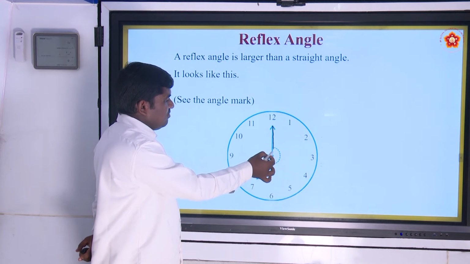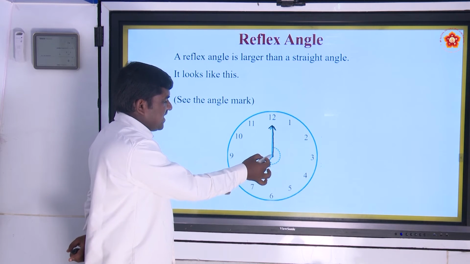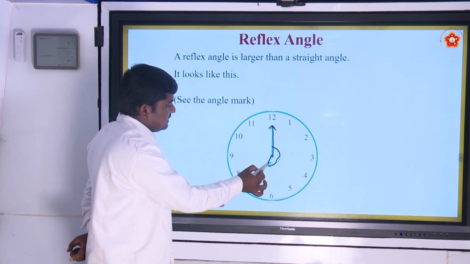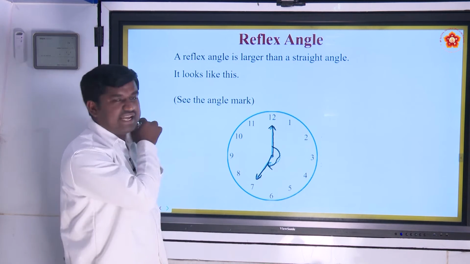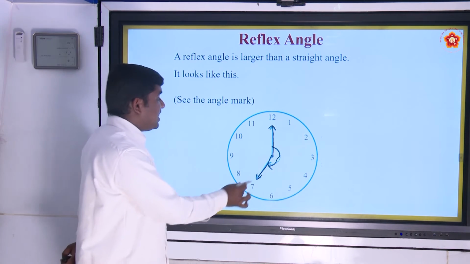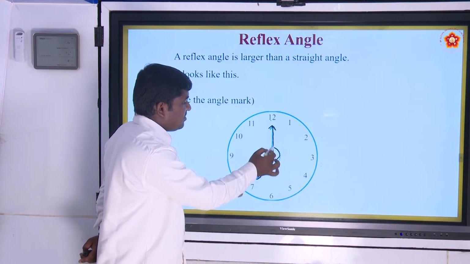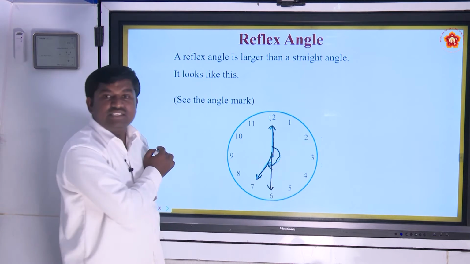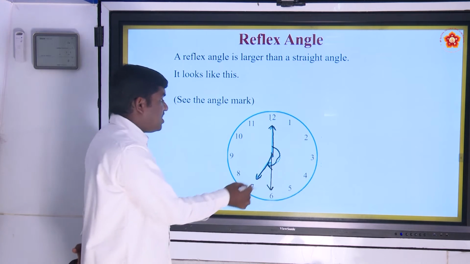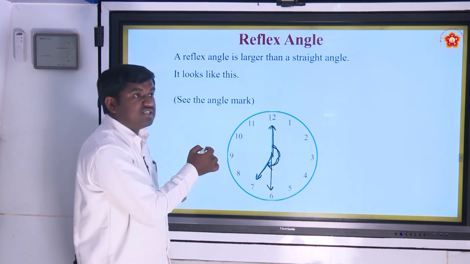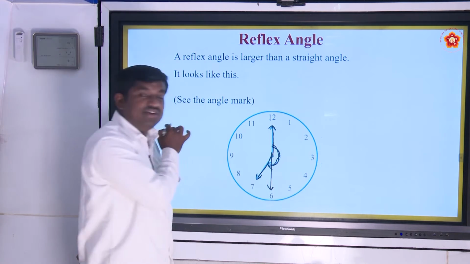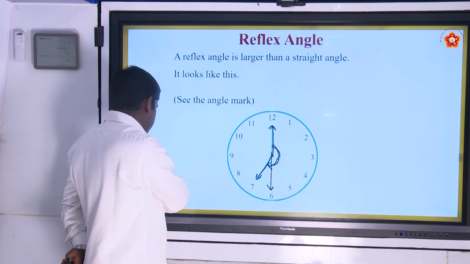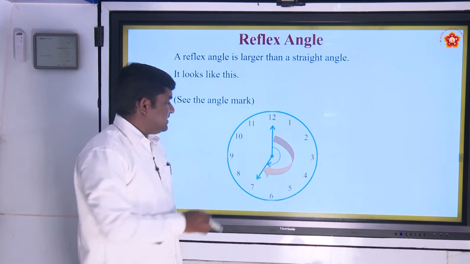Suppose the clock hand moves from 12 to 7. The angle between these numbers is a reflex angle, meaning it's greater than a straight angle. A straight angle is from 12 to 6, but this is greater than a straight angle, and also greater than half of a revolution. Half of a revolution is 12 to 6, but this is greater than half of the revolution. See the mark.